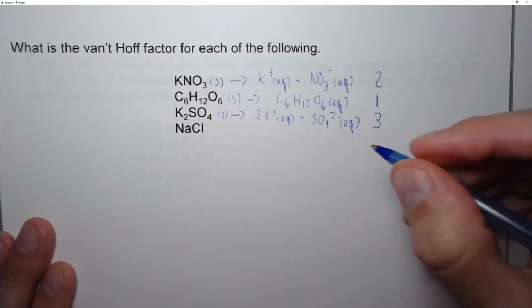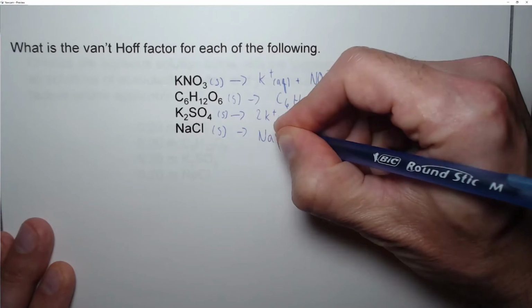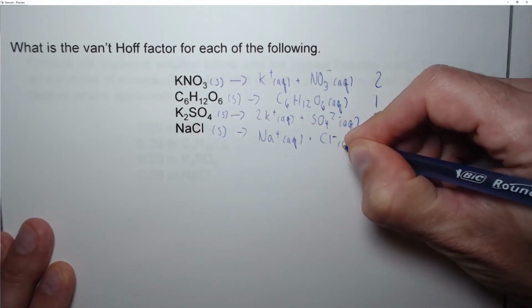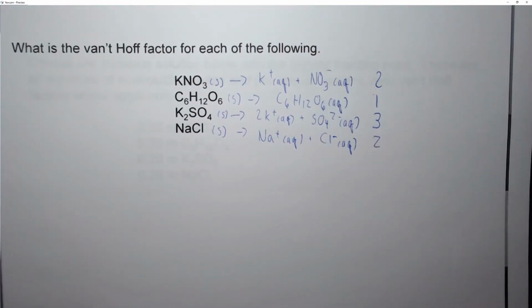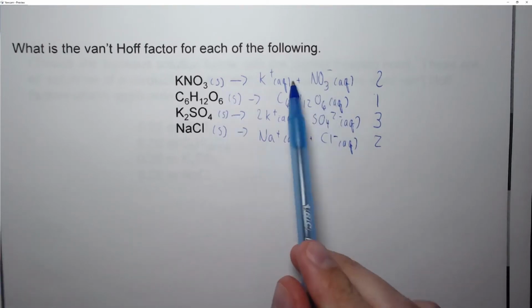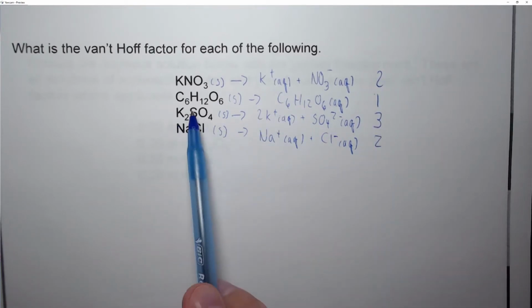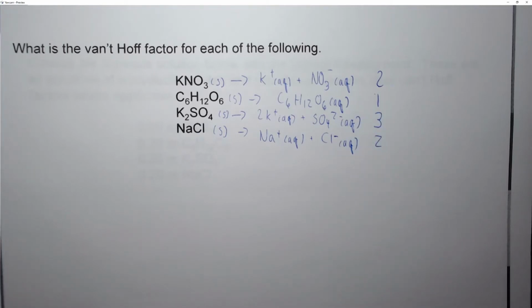If I look at NaCl, so if I have NaCl solid, it breaks up into Na+ aqueous plus Cl- aqueous, and that's 2 species in solution. So the Vant Hoff factor is 2. So essentially, in a colligative property, if something breaks up into 2 things, it's going to have double the effect. If it breaks up into 3 things, it's going to have triple the effect. Or if it doesn't break up because it's covalent, it's only going to have that effect, okay?